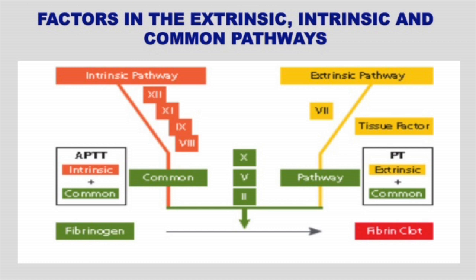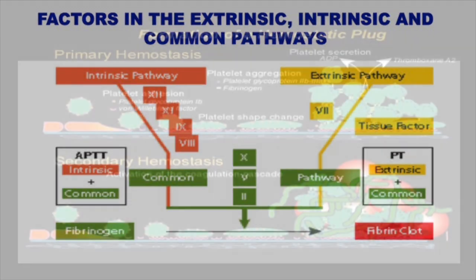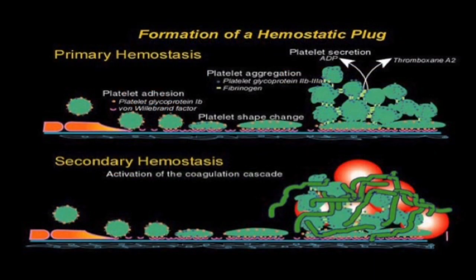On the intrinsic pathway, we use the APTT to test for any deficiency of the clotting factors, and on the extrinsic, we use the prothrombin time to test for any deficiency of the clotting factors. So eventually that is what happens.